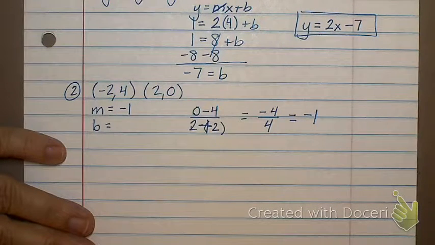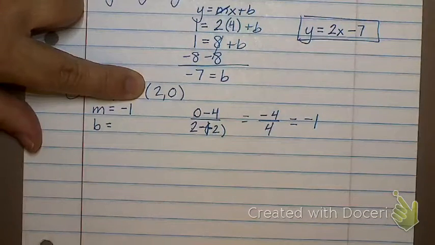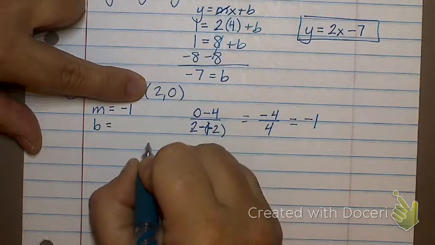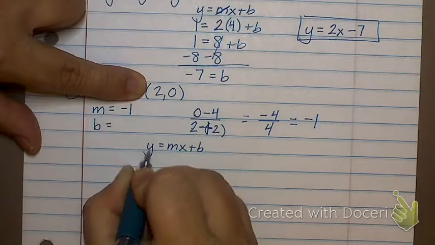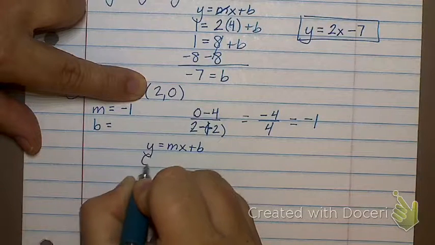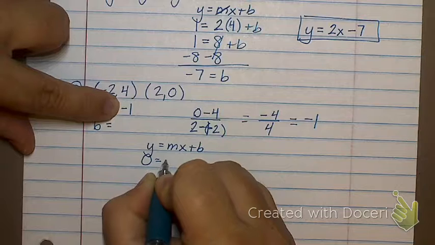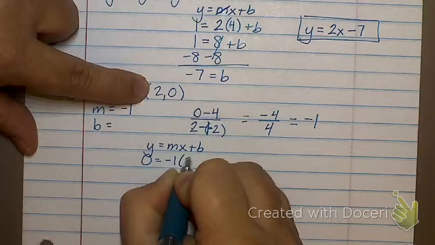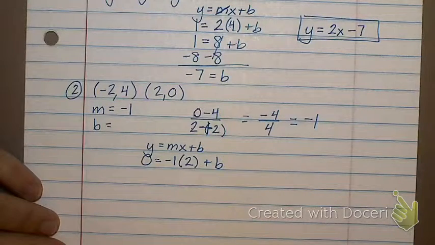How do I find the b value? Plug one of the points in. Which point should I plug in? It doesn't matter, but anytime there's a 0, I usually think it's easier. So, again, if I have y equals mx plus b, what am I plugging in for y? 0. M is negative 1, x is 2, and b is what I don't know.